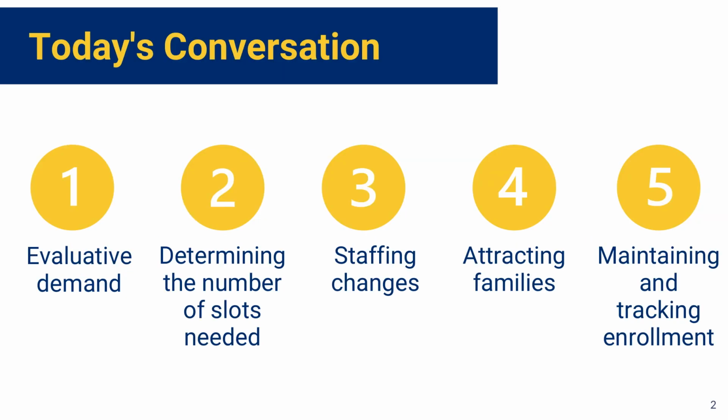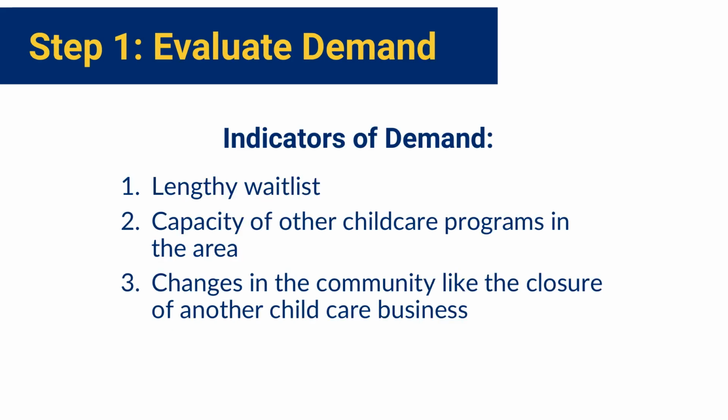Today, we will go over the 5 essential steps for managing enrollment. These include evaluating demand, determining the number of slots needed, staffing changes, attracting families, and maintaining and tracking enrollment. The most critical step for managing enrollment is determining the levels and types of demand for your childcare services. Indicators of demand can come from several places.